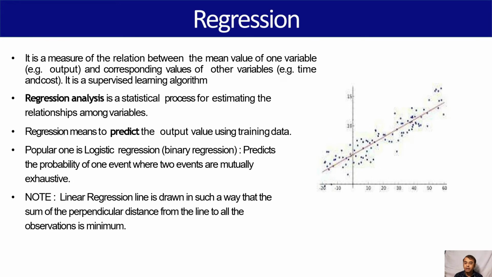Point to be noted, in linear regression, the line is drawn in such a way that the sum of the perpendicular distances from the line to all the observations is minimum. I am talking about the mean. This one, guys. This is the line, the straight line, the mean line.